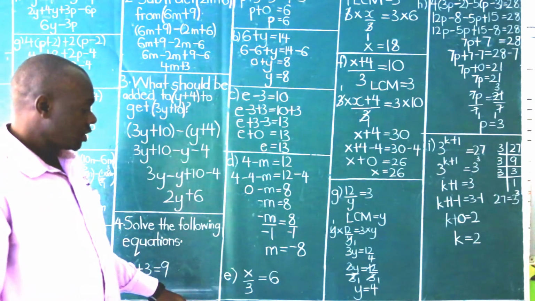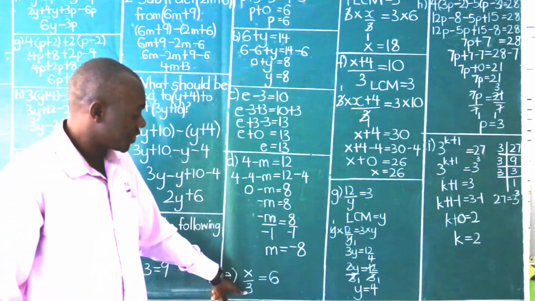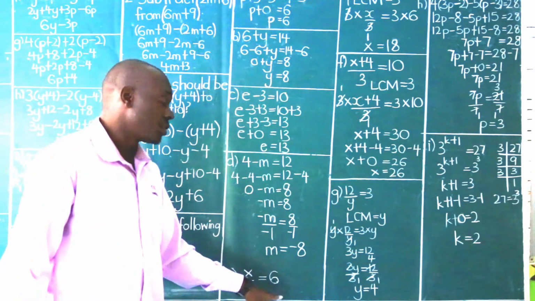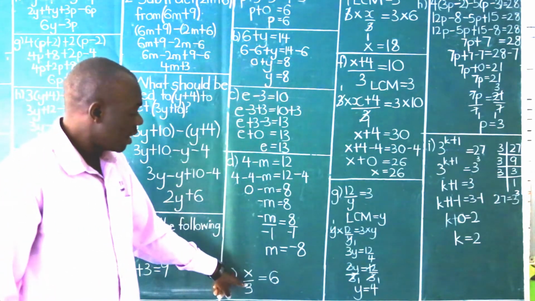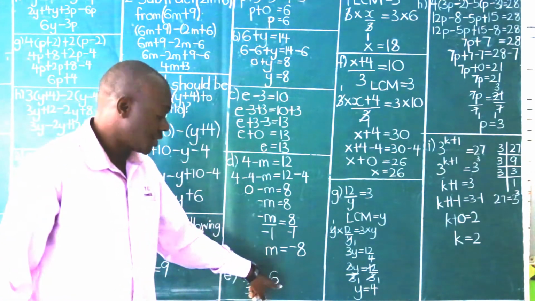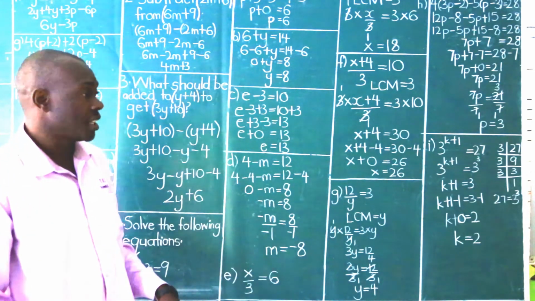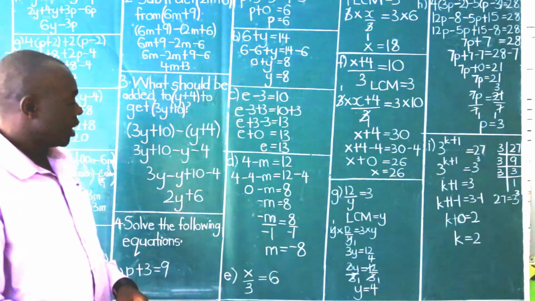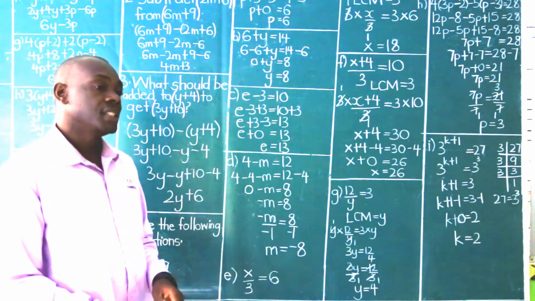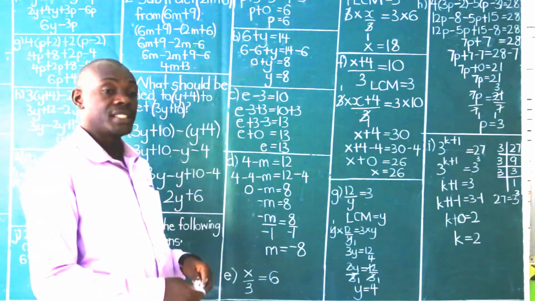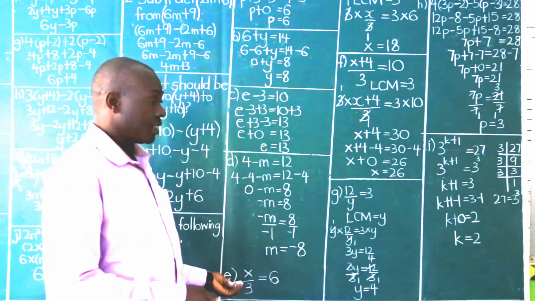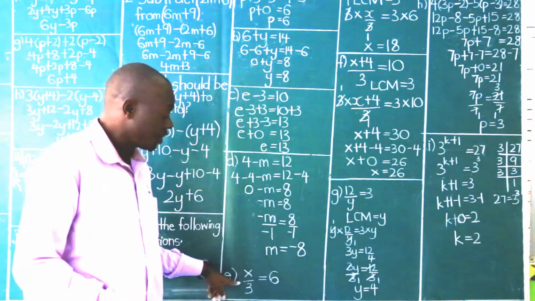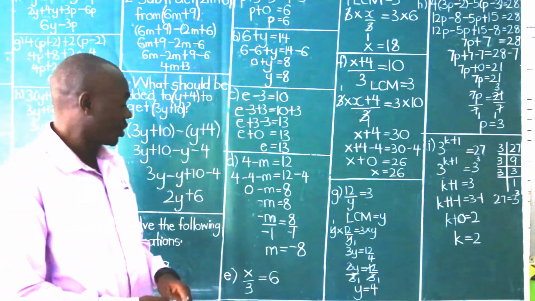solve for x if x divided by 3 or out of 3 is equal to 6. X out of 3 is equal to 6. But remember, out of, as I said before, is actually division. So you must know which operation you must provide an opposite to. So the opposite of division is multiplication.